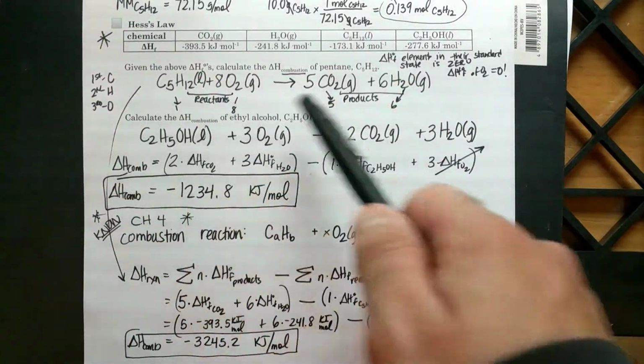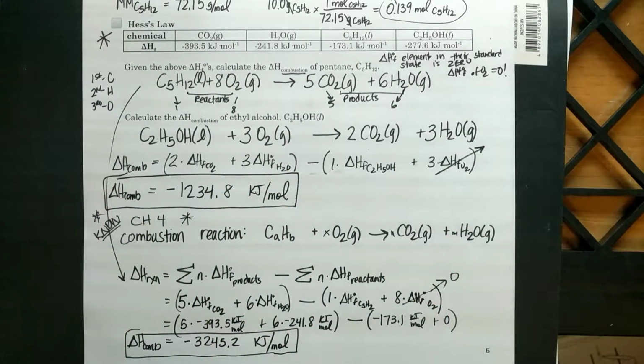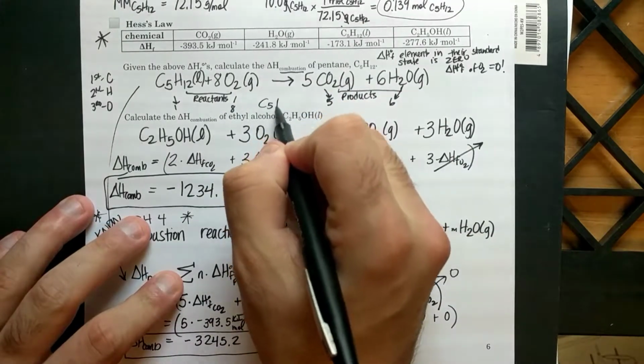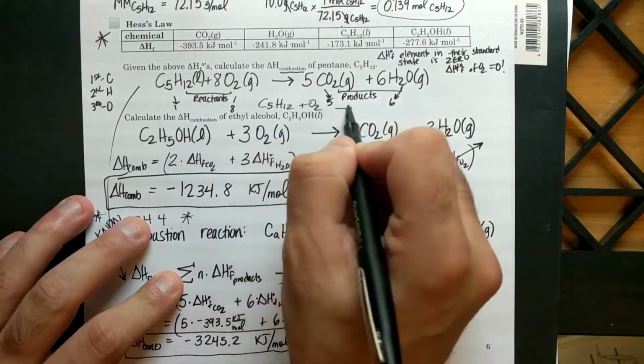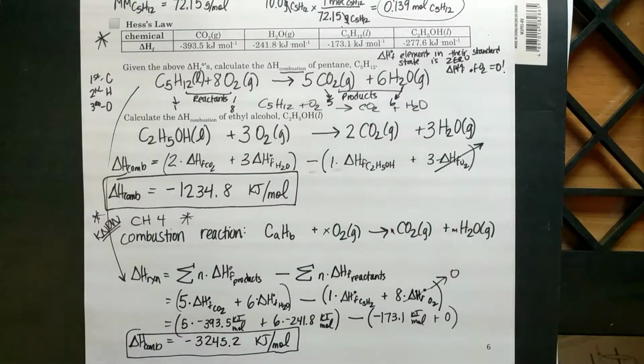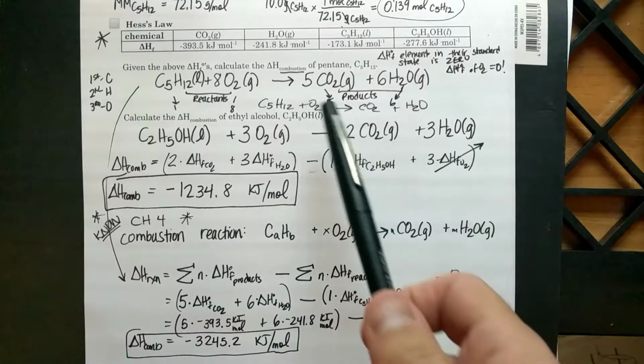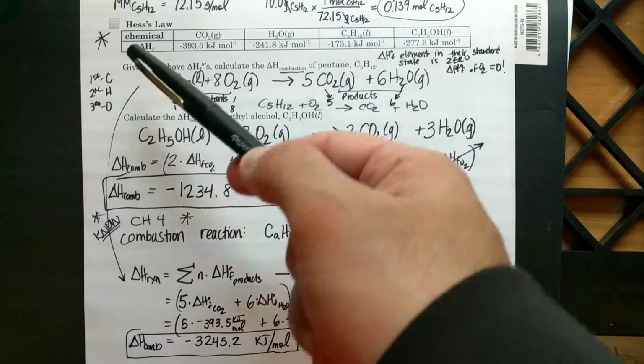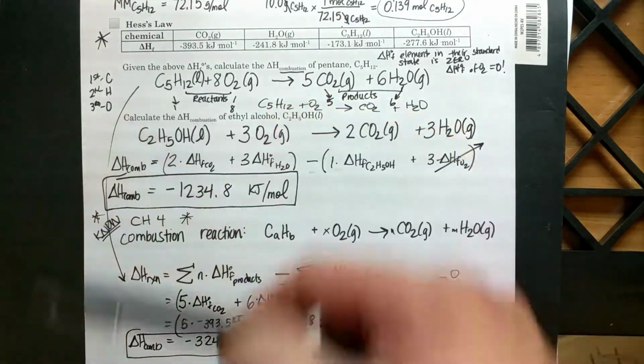And then once you write all of that out, right? So the skeleton would have been C5H12 plus O2 yields CO2 plus H2O. And then it's up to you to balance the chemical reaction. So my tip is first balance carbon, then hydrogen, then oxygen, right?